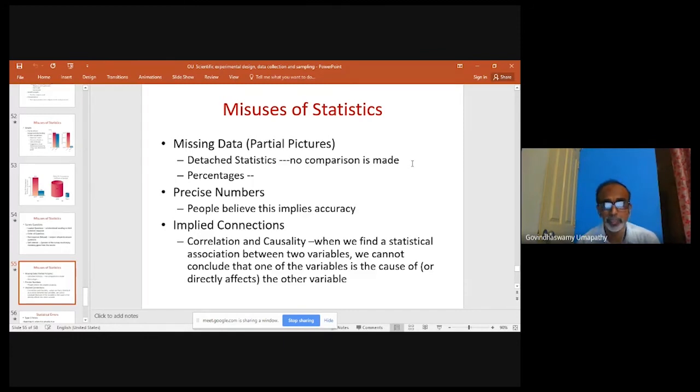And precise numbers: people believe this implies accuracy. Sometimes you collected 25, 30, 40 individuals and convert to percentages. What happens when you use percentages is that people believe the sample size is only 100 or 80 or 40, but when converted to percentage it looks huge, as if representing the particular population. You should be very careful when converting. So you should give the actual number behind it. Although it is 24%, I collected only 14,000 people.